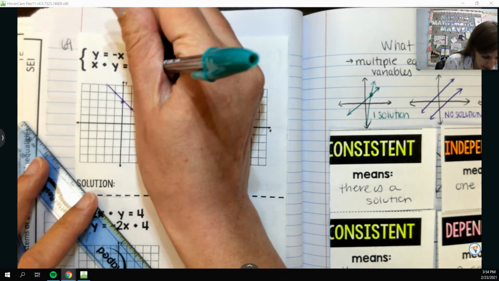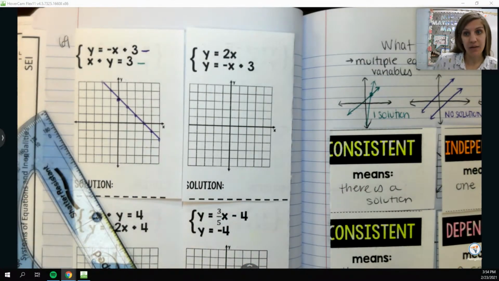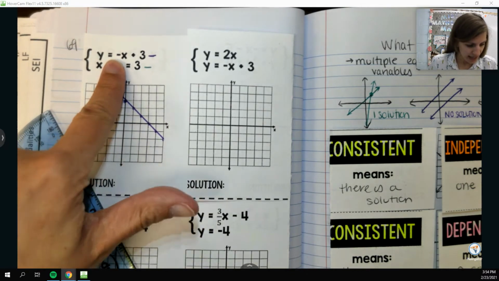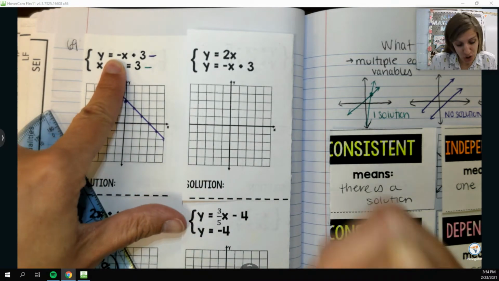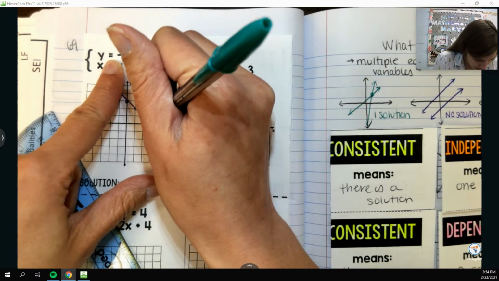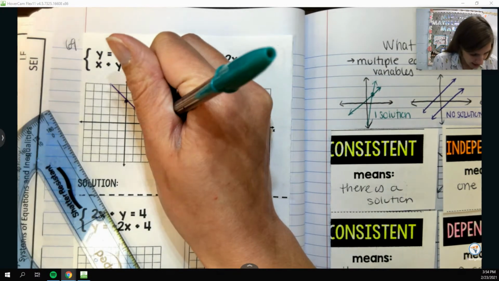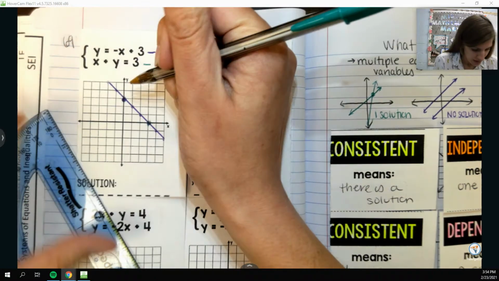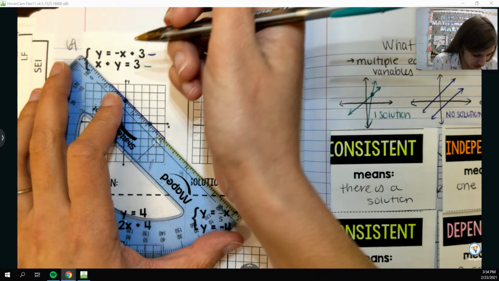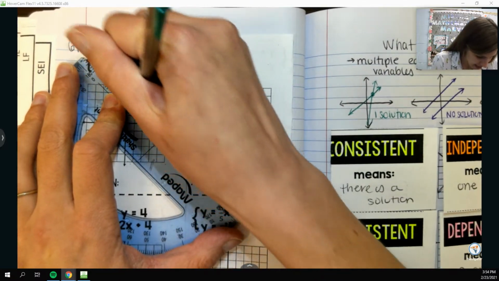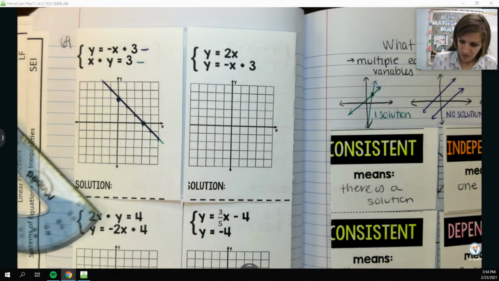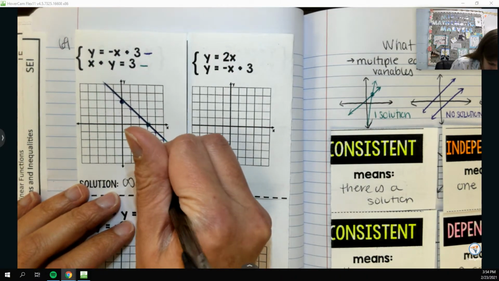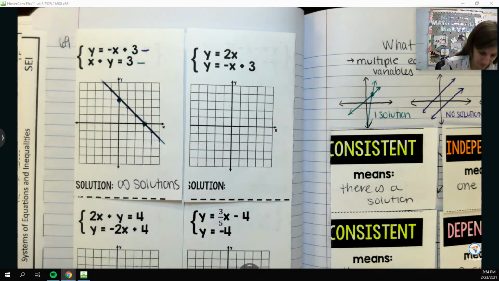And so for this one here, I could rewrite it in y equals mx plus b, or since it's in standard form, I can cover up the y and solve for x. So x is 3, 1, 2, 3. And then I can cover up the x and solve for y, and y is 3. So these lines actually end up being right on top of each other, which means that you have infinite solutions because they are touching all the time.